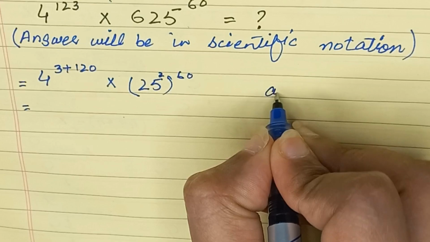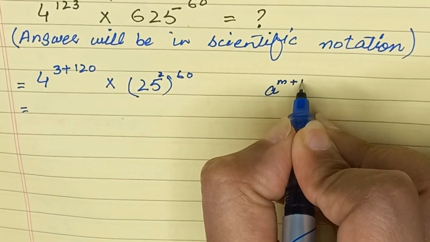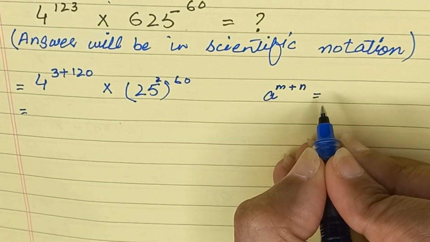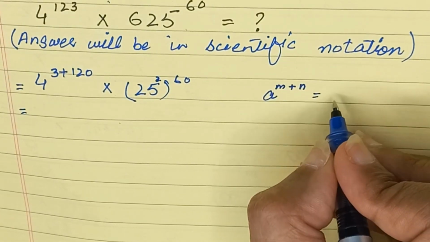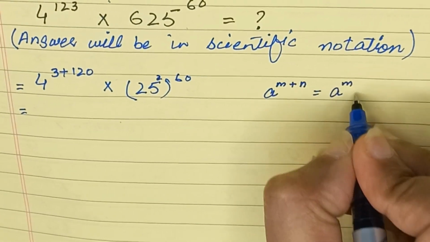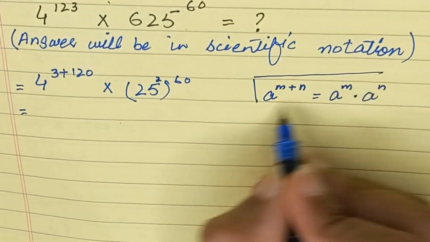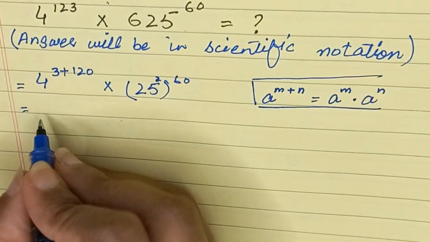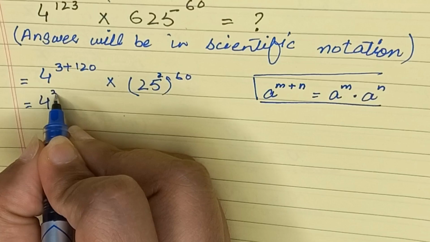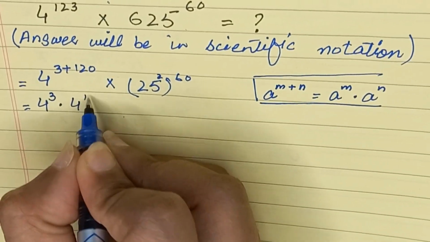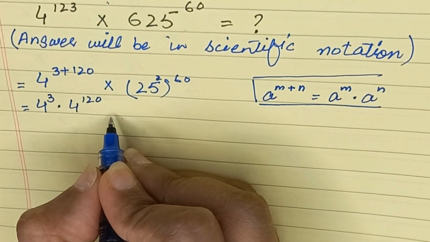So as we know that a raised to the power m plus n can be written as a raised to the power m into a raised to the power n. So we will use this exponential rule here. So it will become 4 raised to the power 3 and 4 raised to the power 120.